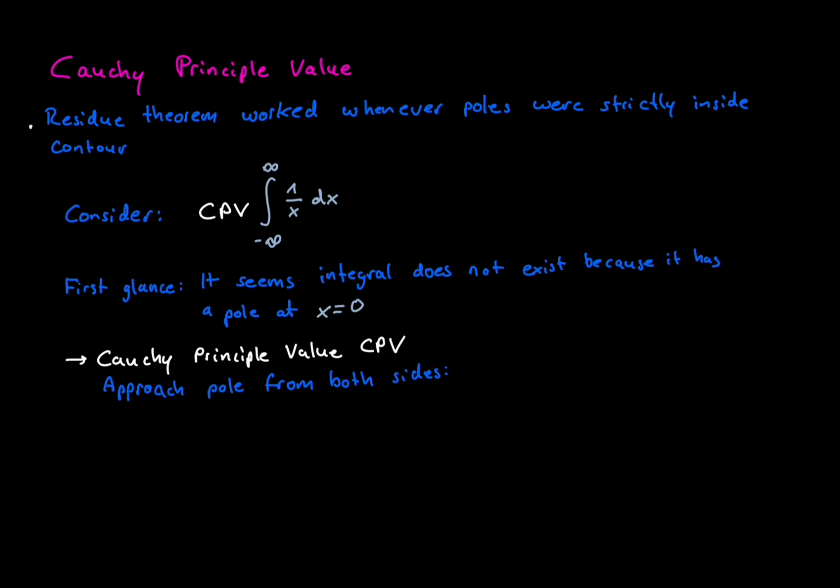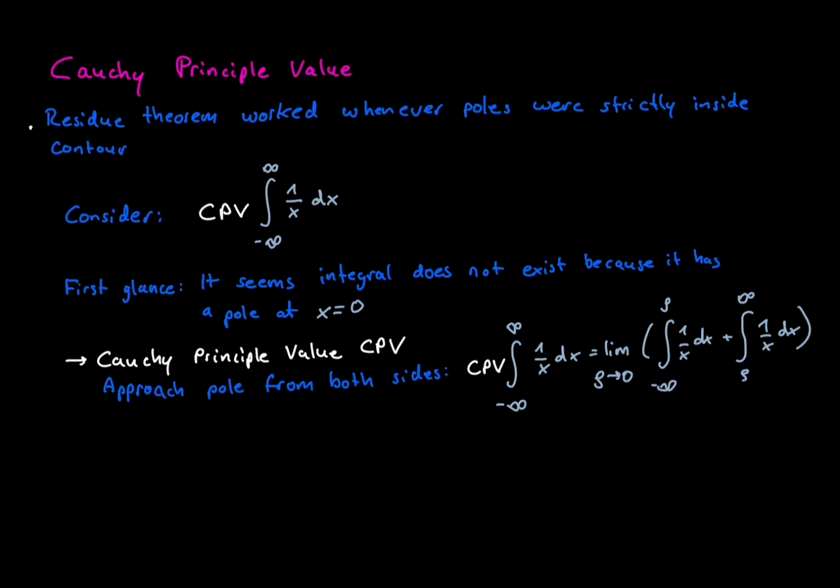We define the limit as rho goes to 0 of the integral from minus infinity to minus rho plus the integral from rho to infinity. This is called the Cauchy Principal Value. Now let's understand this geometrically.